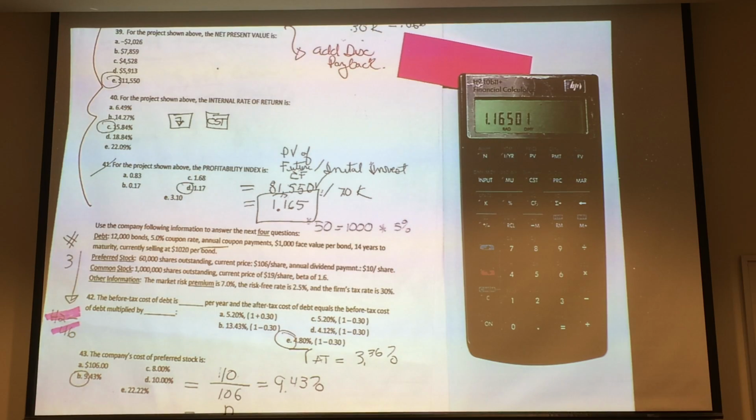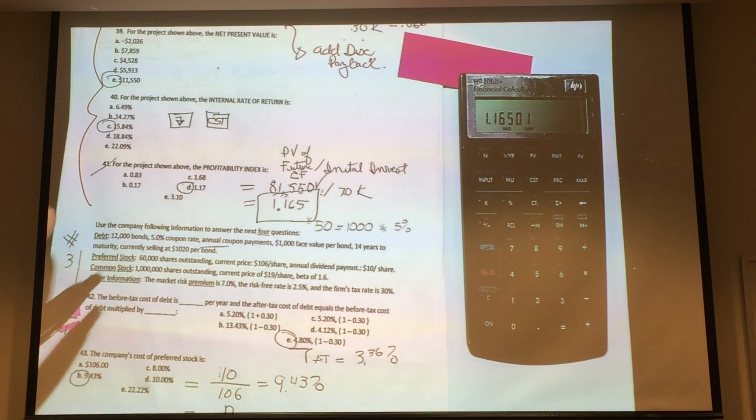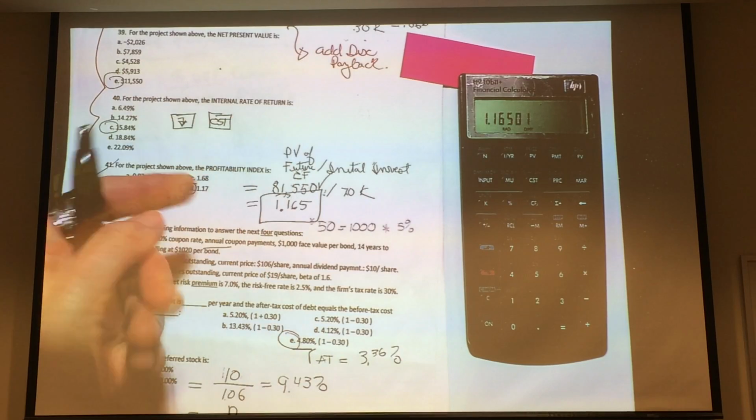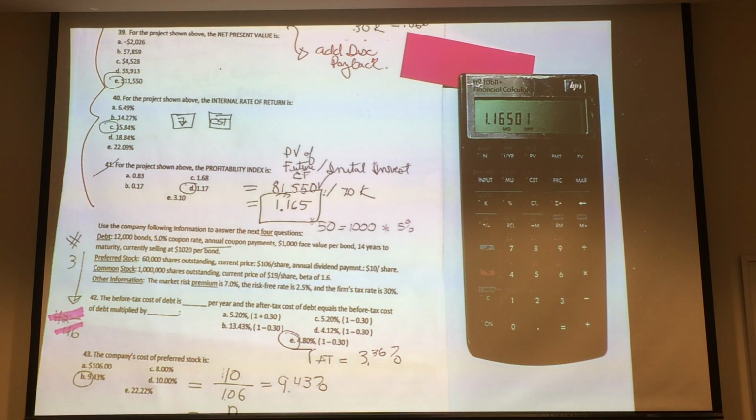So you just added it all together and then divided by the original 70? I discounted all those. It's the present value of the future cash flows. So I did the same thing that I did with the NPV, I just didn't put in the first cash flow, or the initial outflow.